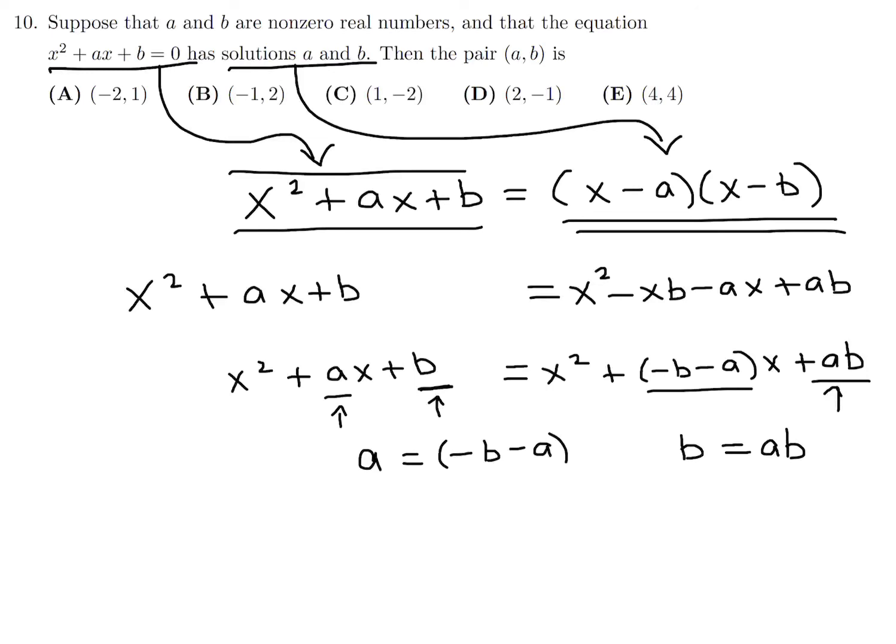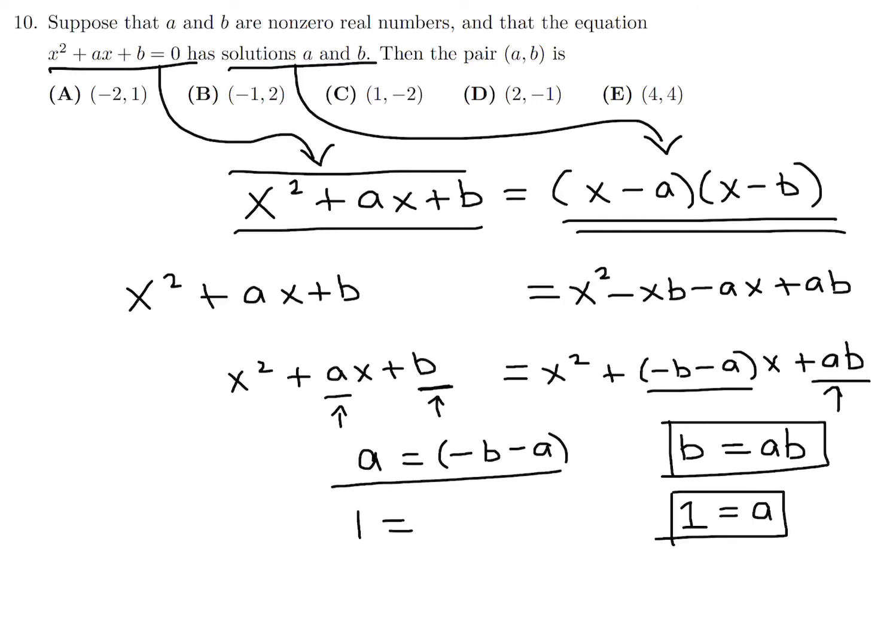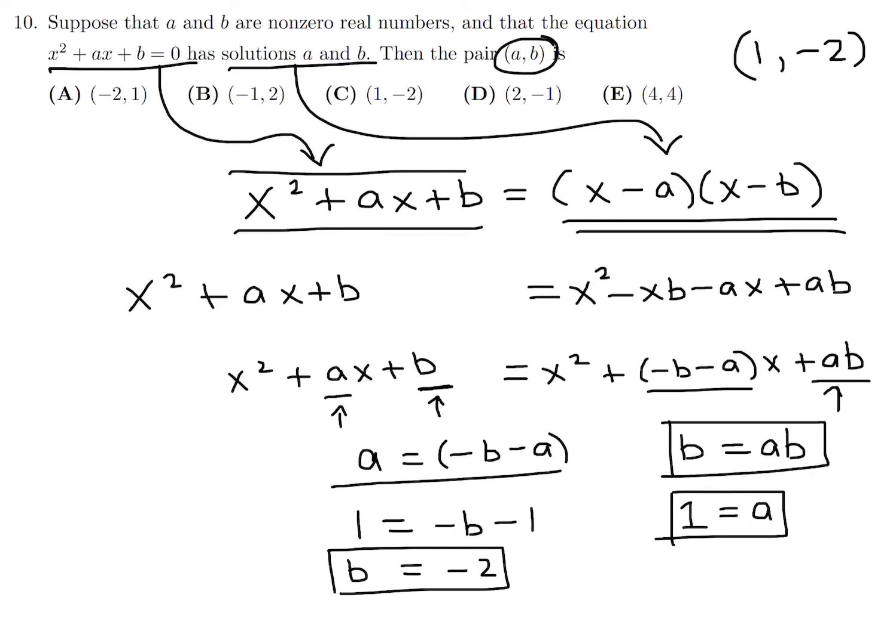All right? So let's deal with this guy here. If b is equal to ab, divide both sides by b, and you'll get 1 is equal to a. Great. We've got a just by doing that. Plug a equals 1 into this guy, and you'll get 1 is equal to minus b minus 1, and therefore b is equal to minus 2. And therefore our pair AB is 1, negative 2. So the answer to number 10 is 1, negative 2 is this guy, C.